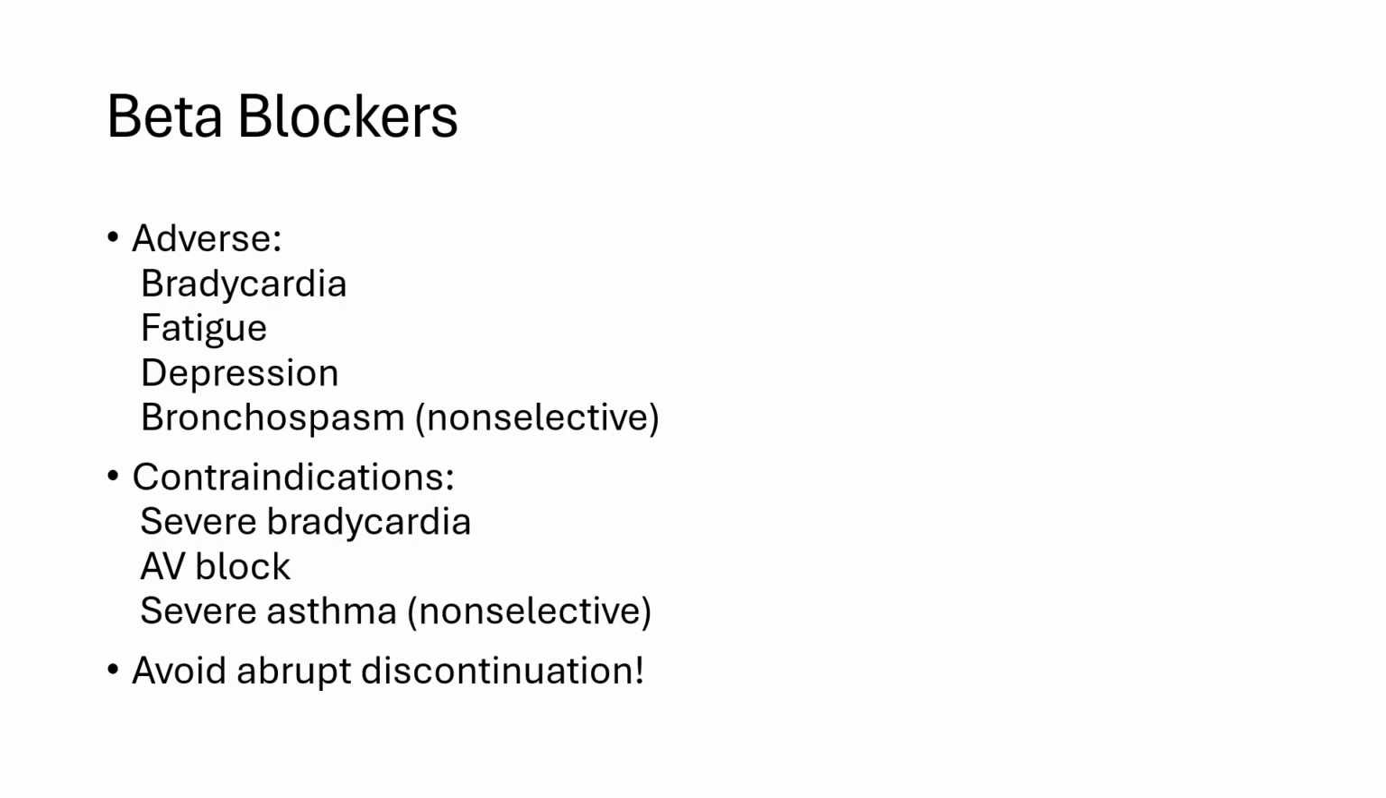Major contraindications include severe bradycardia and significant AV block because further suppression of that conduction causes hemodynamic instability. Non-selective beta blockers are contraindicated in severe asthma due to the risk of bronchospasm. An important teaching point is to avoid abrupt discontinuation of beta blockers. Sudden withdrawal can lead to rebound sympathetic activity, resulting in tachycardia, hypertension, and even ischemia. Clinically, always assess baseline heart rate, conduction status, and pulmonary history before initiating a beta blocker.